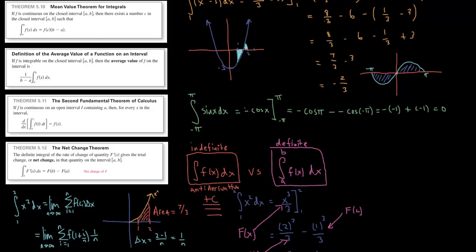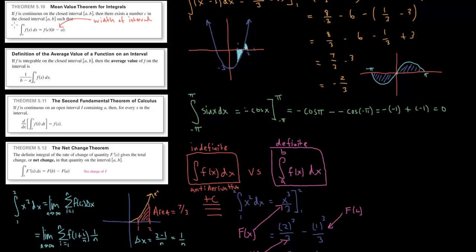What does the mean value theorem for integrals say? It says if f is continuous on the closed interval a to b, there exists a number c in the closed interval a to b such that the definite integral, so this means net area, or if the function is non-negative, area under the curve, equals f of c times b minus a. What's b minus a? Well, b is your upper limit of integration, and a is your lower limit of integration. So b minus a is the width of the interval.